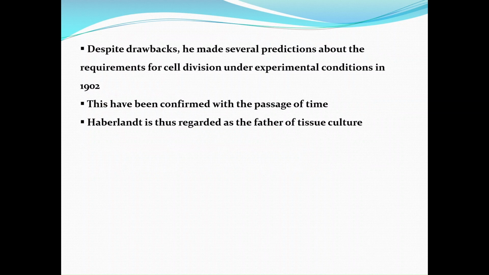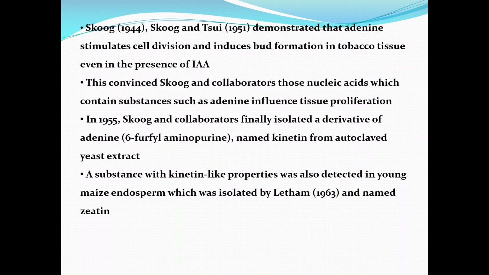Despite drawbacks, he made several predictions about the requirements for cell division under experimental conditions in 1902. These have been confirmed with the passage of time. Haberlandt is thus regarded as the father of tissue culture. Over the years, many experiments used similar parameters. In these experiments, the cells survived for a longer time, but they also failed to proliferate.